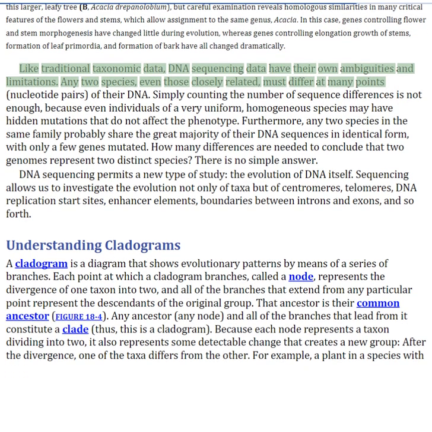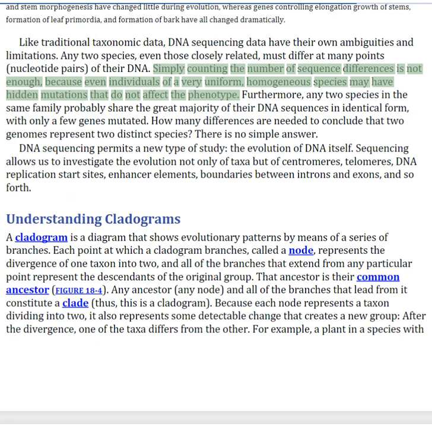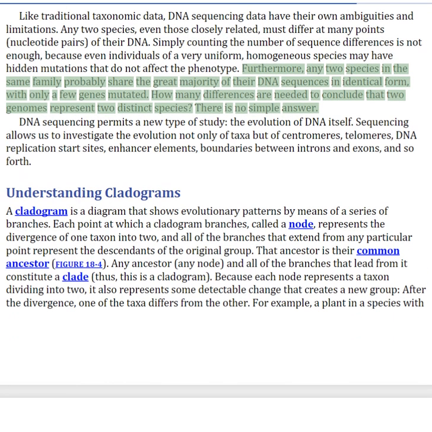Like traditional taxonomic data, DNA sequencing data have their own ambiguities and limitations. Any two species, even those closely related, must differ at many points of their DNA. Simply counting the number of sequence differences is not enough, because even individuals of a very uniform, homogeneous species may have hidden mutations that do not affect the phenotype. Furthermore, any two species in the same family probably share the great majority of their DNA sequences in identical form, with only a few genes mutated. How many differences are needed to conclude that two genomes represent two distinct species? There is no simple answer.